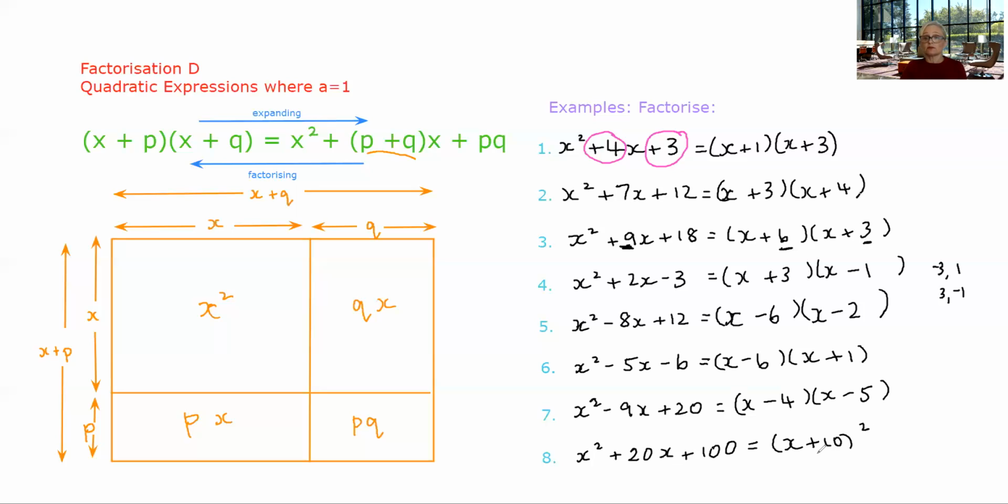If we didn't recognise that and we just went to our two brackets, well, what would our two brackets be? We want two numbers that multiply to give 100 and add to give 20. So they're both going to be 10. And then, of course, you should say, well, that's x plus 10 all squared.